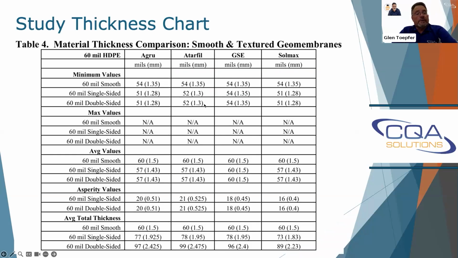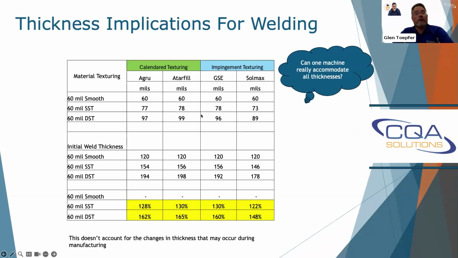This table here was just showing the different values of the material, basically from the cut sheets at the time, 2019 when this was put together. I don't know if they've changed much since then. But the thickness implications, I put together this table basically from the last one. You have your 60 mil smooth, 60 mil single-sided textured and double-sided textured, and you add in the asperity height to your base sheet, and you're up to 97 mils of thickness just for one sheet.